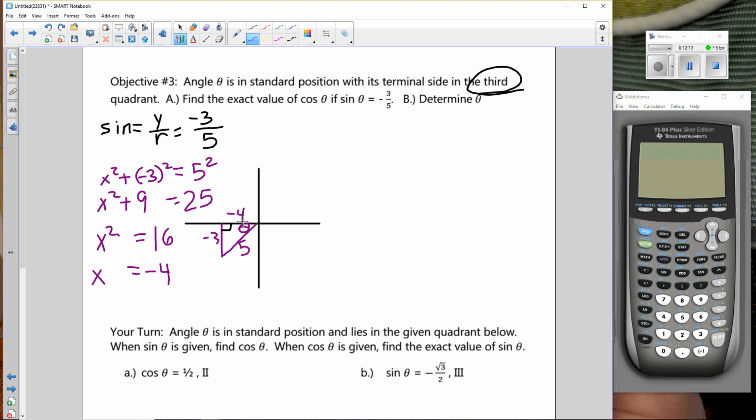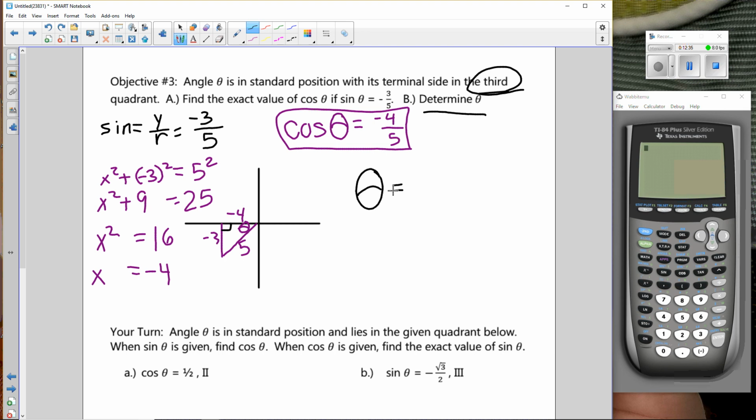So now the question says determine cosine of theta, and we can do that pretty easily. Cosine of theta is x/r. So that's just -4/5. And then the final part of this wants us to determine theta. So we're going to use inverse trig to determine theta, where theta is represented as a reference angle. So it should be positive. It should be less than 90. So I can do second cosine and type in -4 divided by 5 and see if it'll give me the answer.